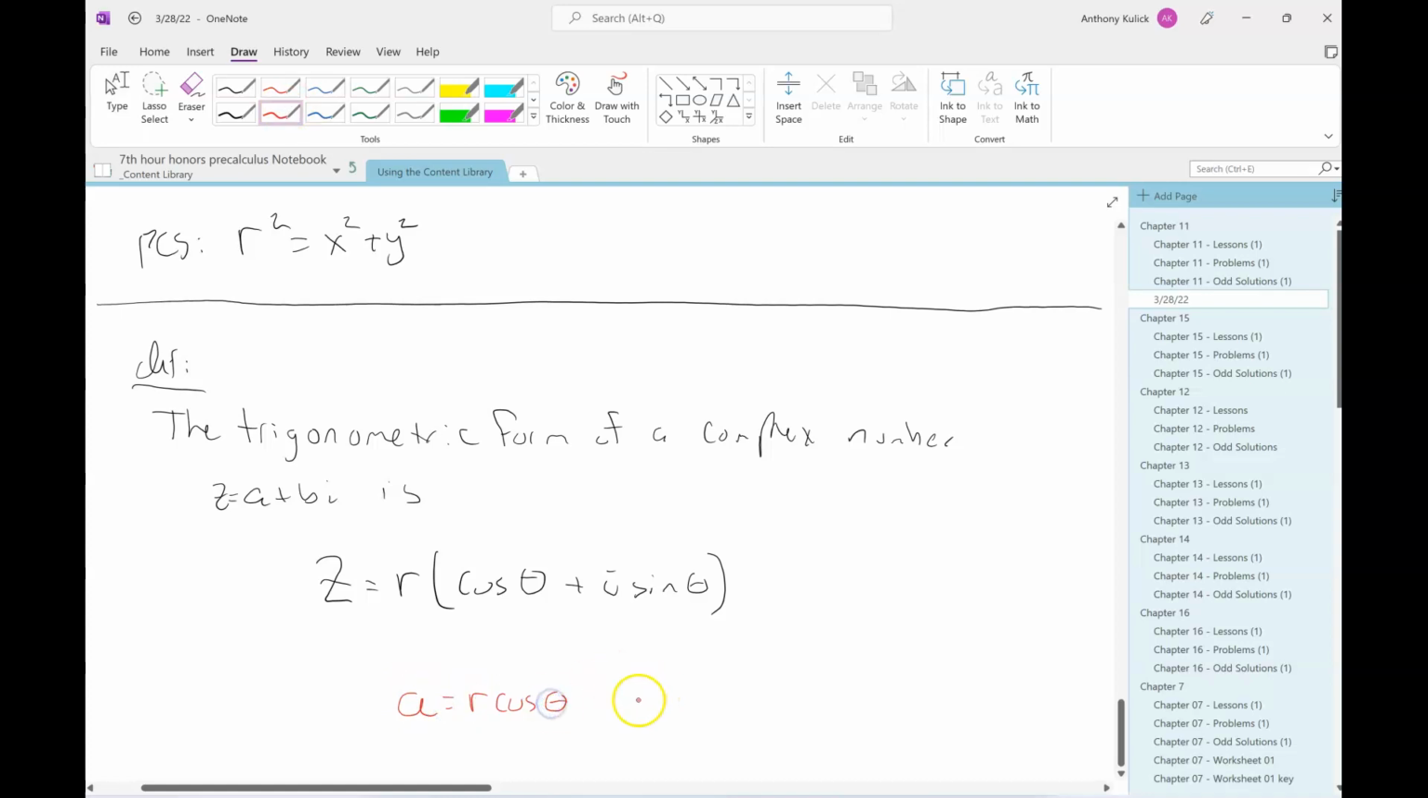Well, a is really r cosine theta, and b is, let me make sure I put that in there or not, just r sine theta. Right? Which is exactly the same definitions that we had from the polar coordinate system, right? x was r cosine theta and y was r sine theta.